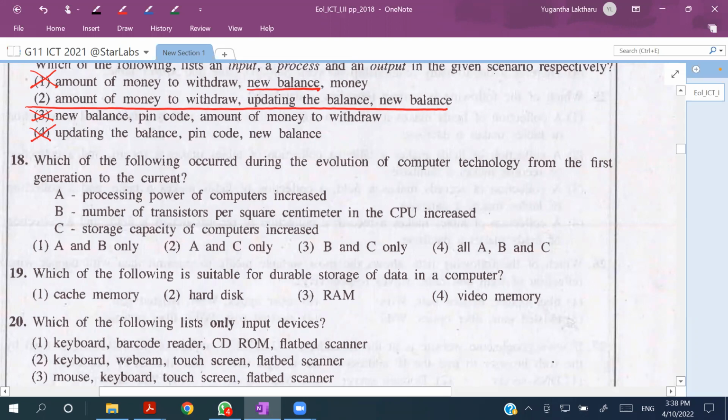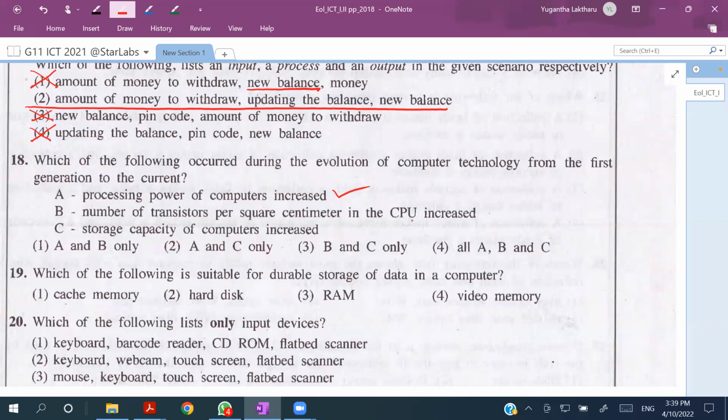So processing power of computers increase. Yeah, that is true. It has been increased, the processing power. Number of transistors per square centimeter in the CPU increase. Yes, because it evolves the technology. So the vacuum tubes were replaced by the transistors. Transistors were replaced by the ICs. ICs are again made out of transistors. So if you think about it, the number of transistors per square inch or square centimeter is going to increase.